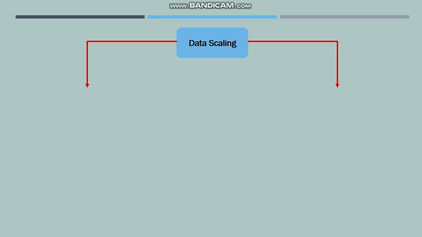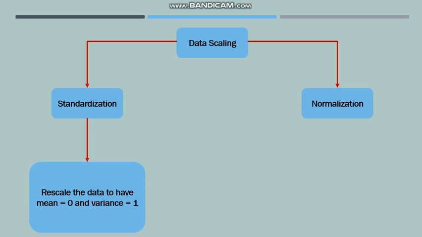Data scaling. We do data scaling for two things: standardization and normalization. Standardization rescales the data to have mean equal to 0 and variance equal to 1, and normalization rescales the data into the range 0 to 1.